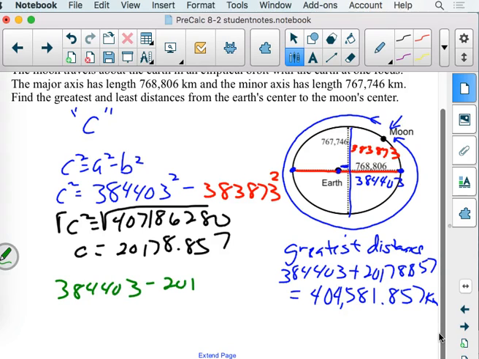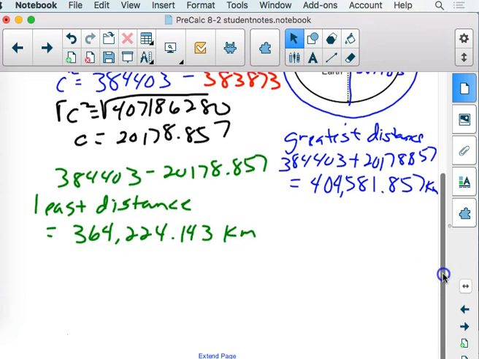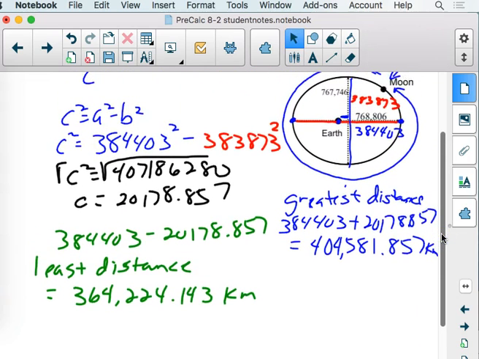And subtract our 20,178.857. Least distance. 364,224.143 kilometers. Now, is there anybody that's questioning that that would be the least distance?